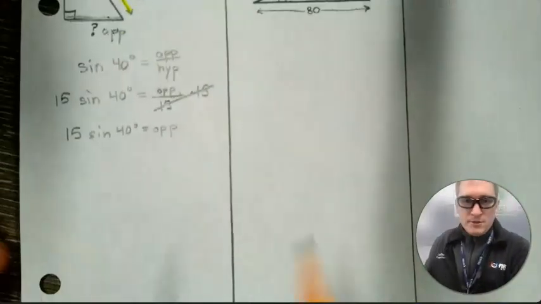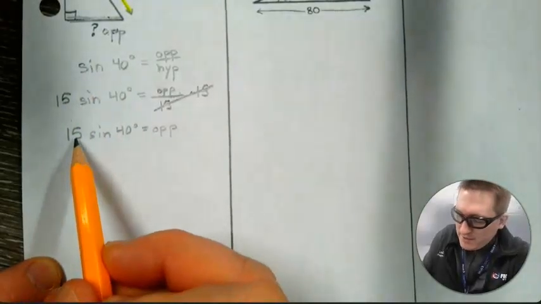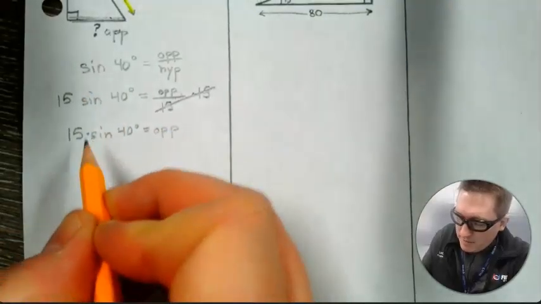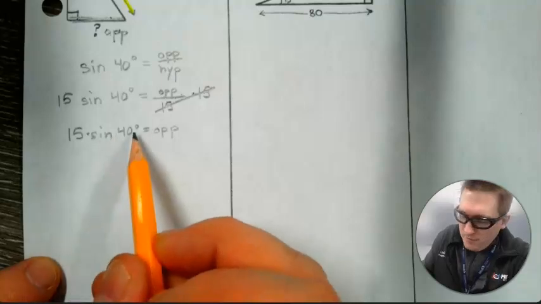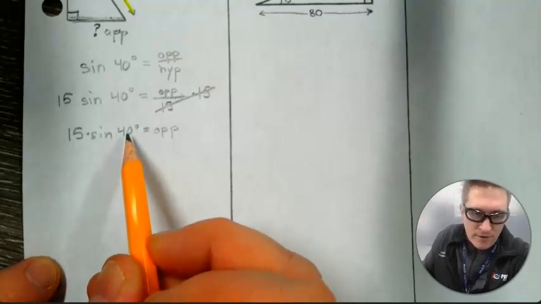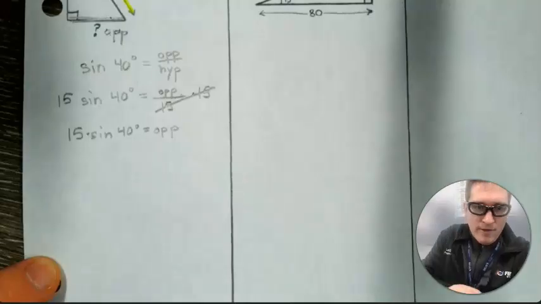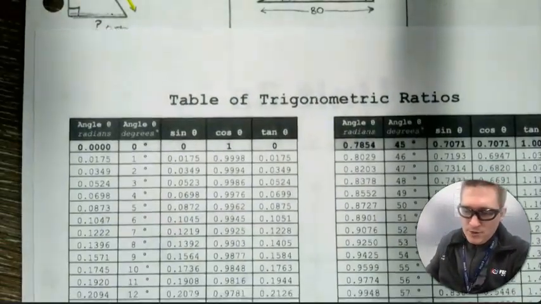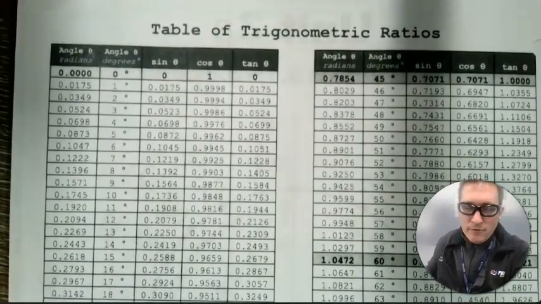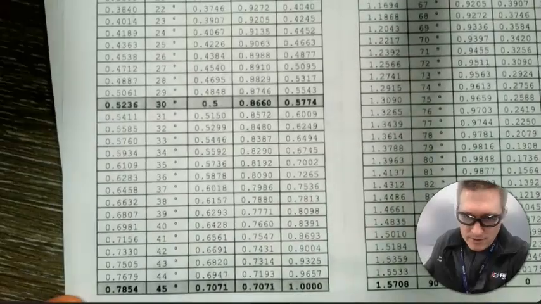Now this is where students start to get confused. A lot of students will multiply these two numbers, but that's not what this says. This says 15 times the sine of 40. Sine is a function. 40 is the input value of the function. What's the output value? Well, that's why we have a table of trigonometric ratios, which is on the back of your cover sheet. And we have to go down here to 40 degrees.